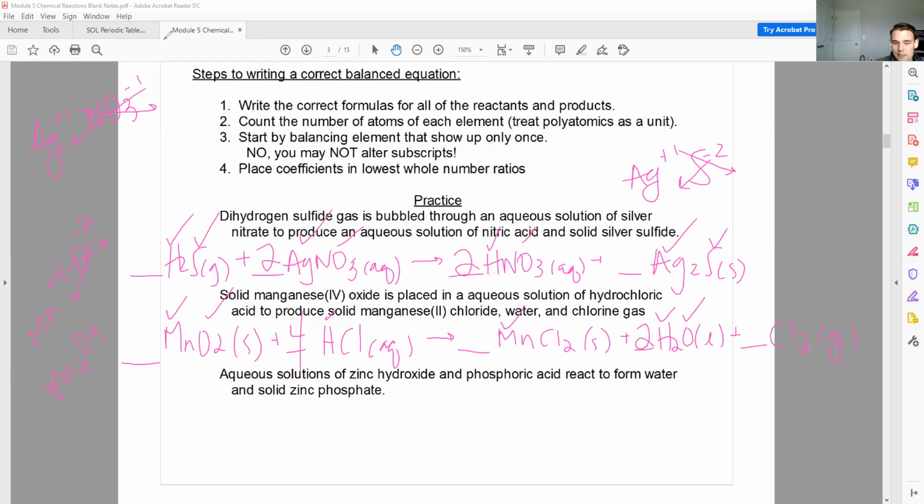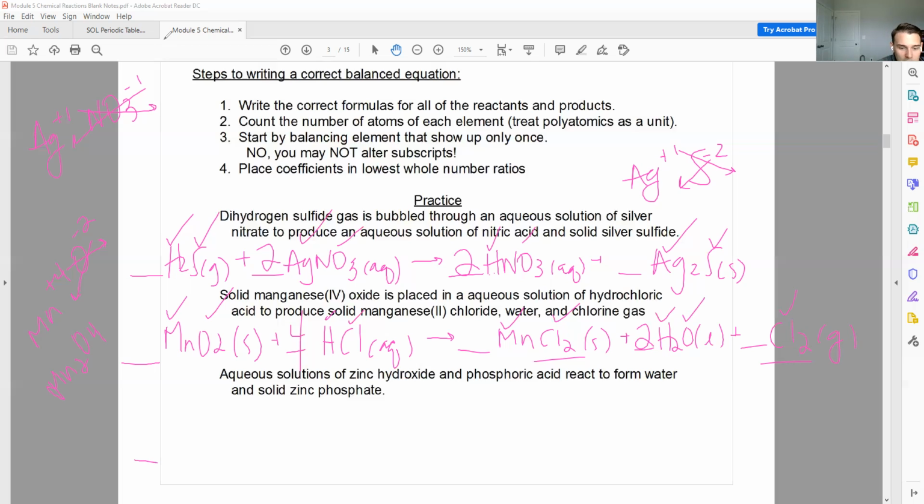And then finally, chlorines. I've got 4 on the left. I've got 2 here and 2 here, which gives me 4 on the right, and it's balanced. It's really super simple as long as you can count. Well, no, let me take that back. As long as you can write the balanced equation properly, then it's going to be fine.